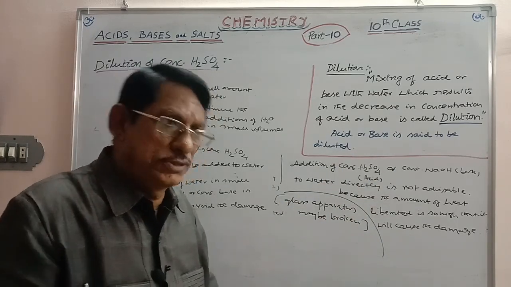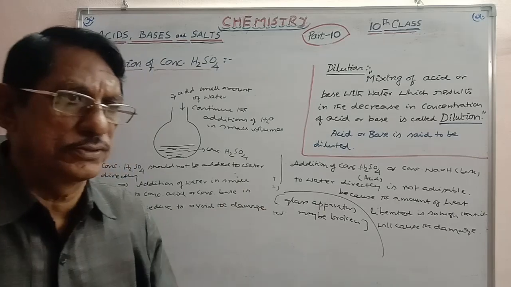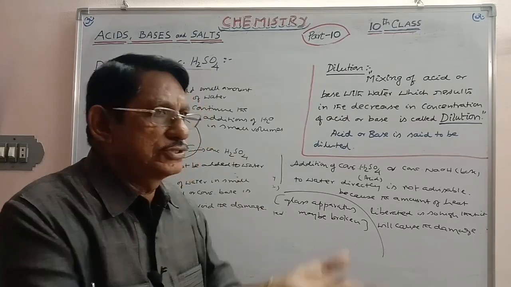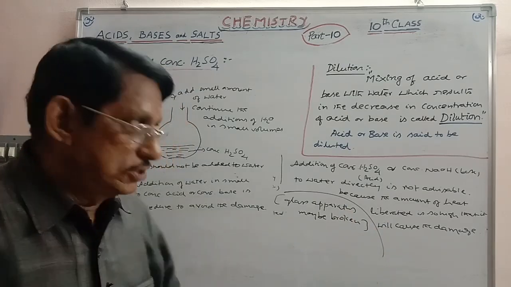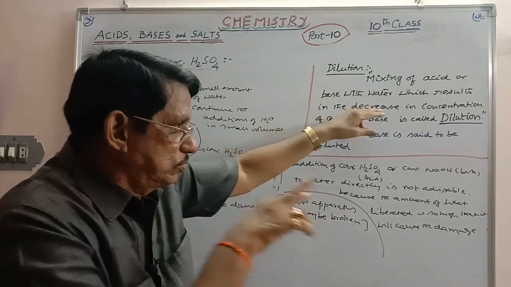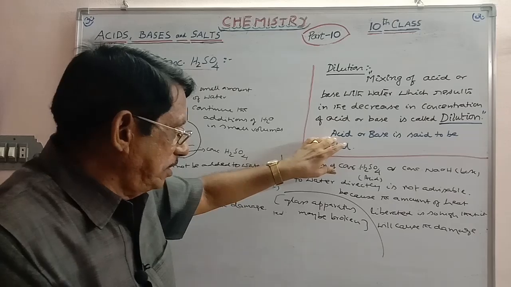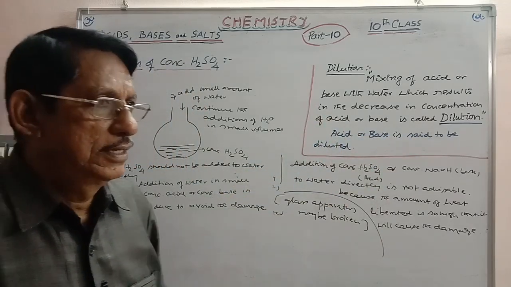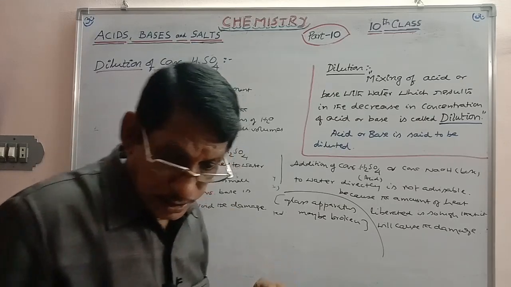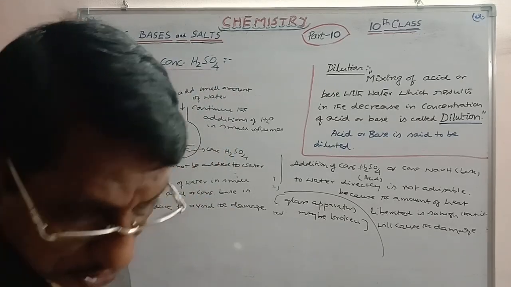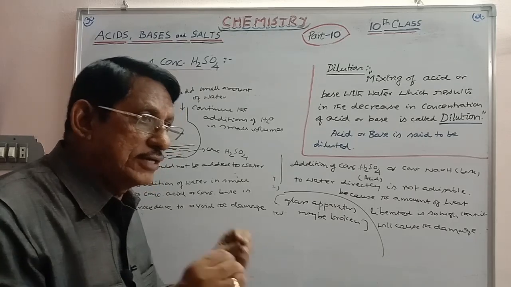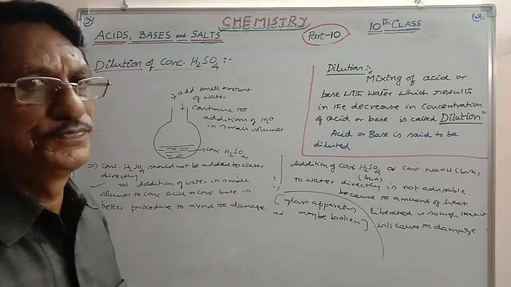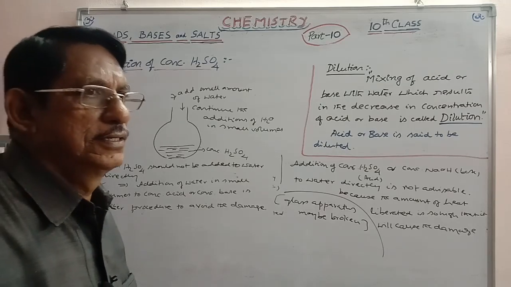Adding water to a solution is also dilution. Adding water to the solution, meaning solute plus solvent, is also called dilution. When the dilution is increased, the concentration is decreased. So in this way, if water is added to the acid solution or basic solution, then you have to say that the acid or base is said to be diluted. Okay, so you have to take utmost care during the dilution of acid or base. Always add water to concentrated acid, not concentrated acid to water, just to avoid the damage.